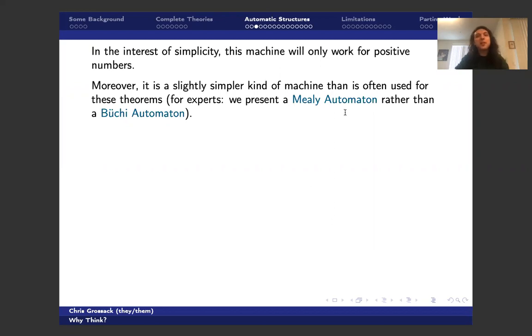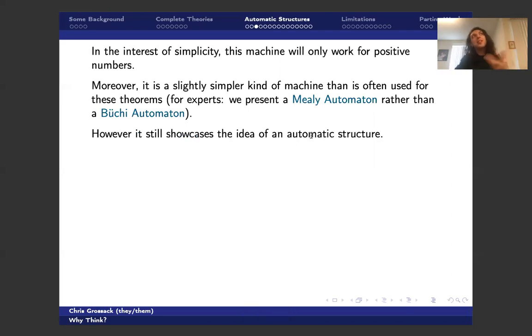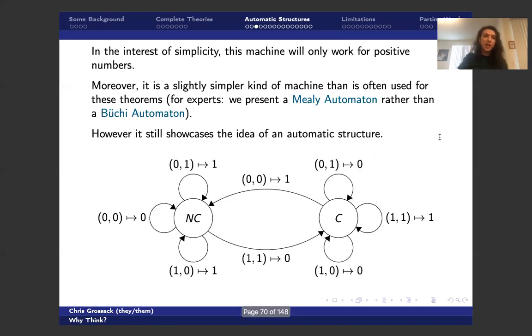Again, I'm presenting Mealy automata because they're easier to understand. Büchi automata work on infinite words, and they have a rather technical condition for how you go about accepting strings. So we're not going to touch that, but know that in the real world, people actually use a different kind of automaton. Okay, but this still showcases the idea of an automatic structure, and it's going to be good enough for getting an intuitive grasp of what's happening.